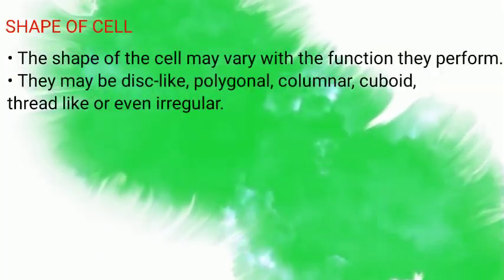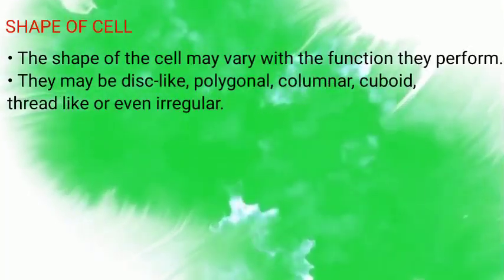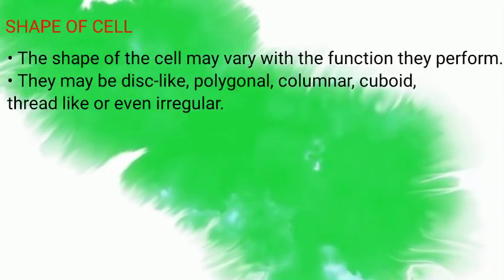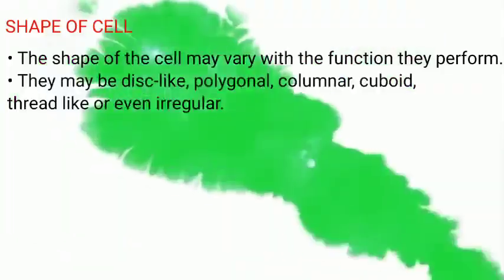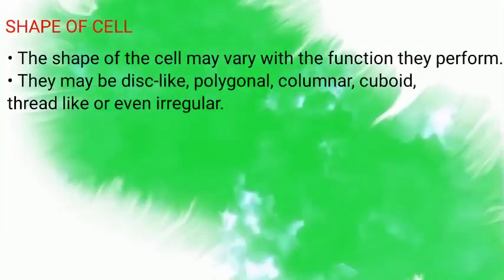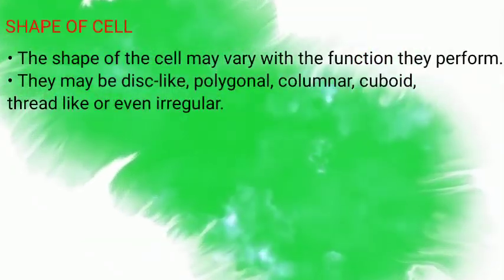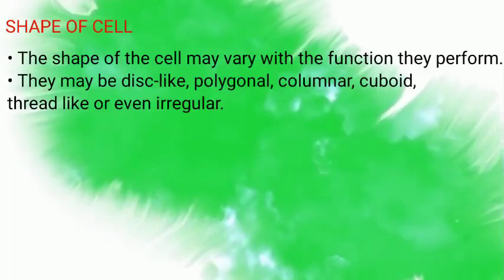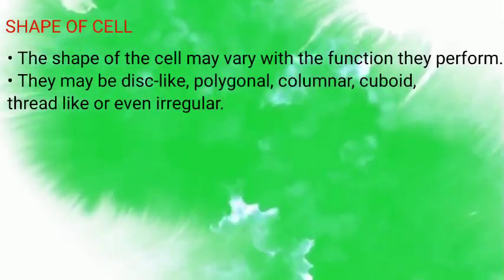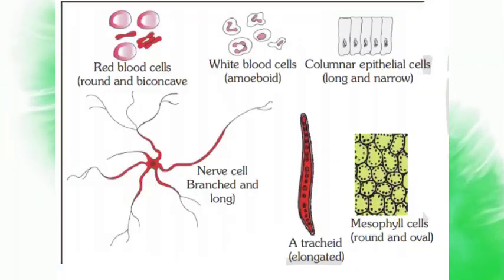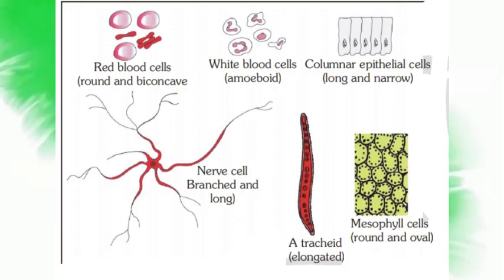Next, shape of cell. The shape of the cell may vary with the function it is performing. Based on this, cells may be disc-like, polygonal, columnar, cuboid, thread-like, or even irregular in shape. Let's see the diagrammatic representation of various cells in various shapes.